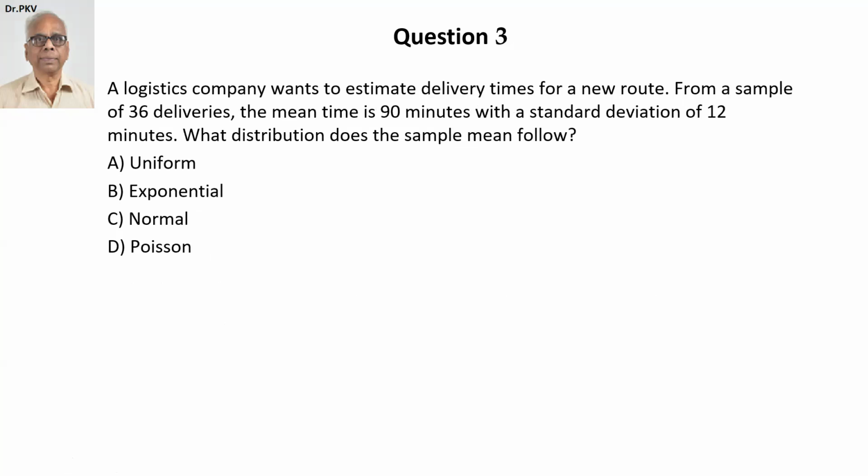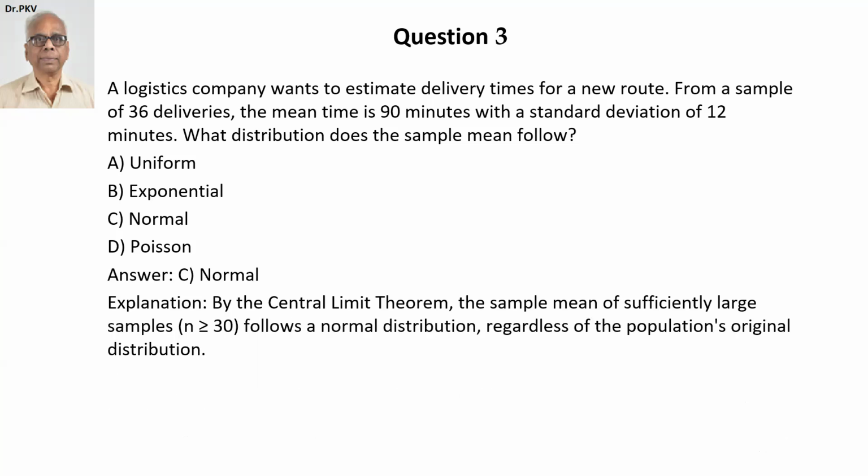Question 3. A logistic company wants to estimate delivery times for a new route. From a sample of 36 deliveries, the mean time is 90 minutes with a standard deviation of 12 minutes. What distribution does the sample mean follow? Uniform, exponential, normal, Poisson. So 4 choices are there. So what's your answer? Central limit theorem applies. Therefore, choice C is the correct one, normal distribution.